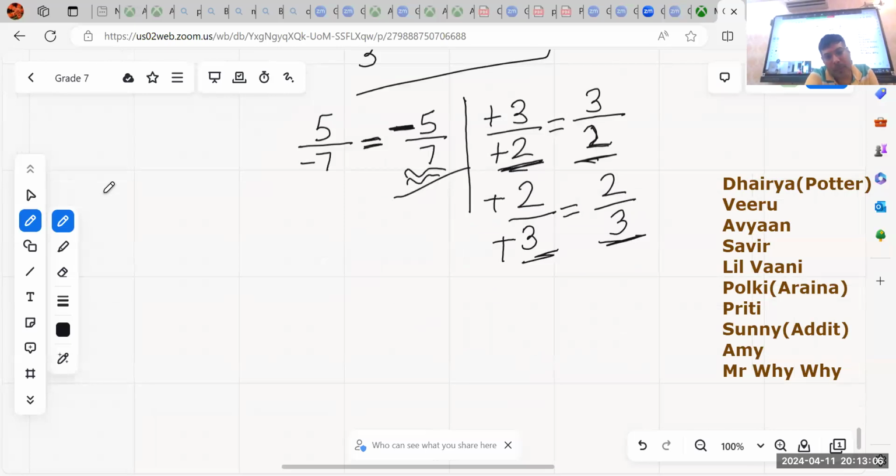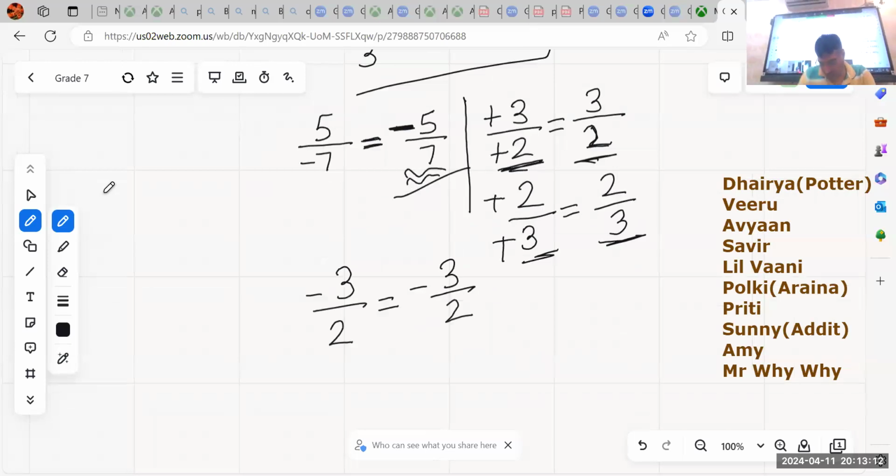Let's take one more example. -3 upon 2: the standard form will remain the same, no difference. Got it? Yes or no? Sir, why? Beta, because a negative in the numerator is easier to simplify, to solve, to play with. We like playing with numbers, right? Yes or no?